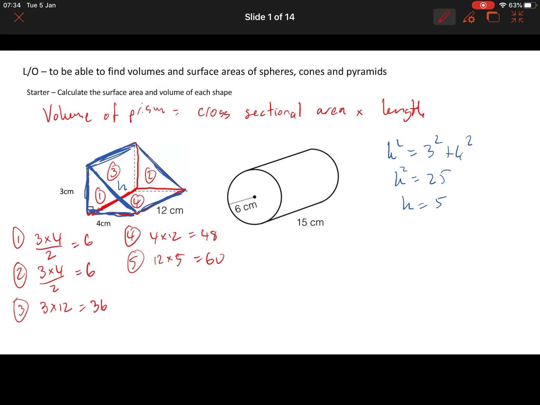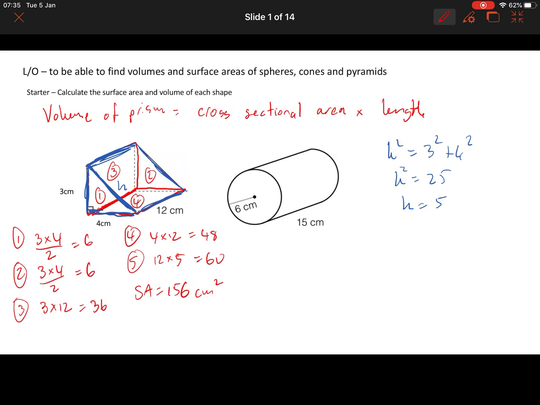Now I know the area of all 5 faces. I just simply add up. So 12 plus 36 plus 48 plus 60 equals, surface area equals 156 centimeters squared, because it's an area.